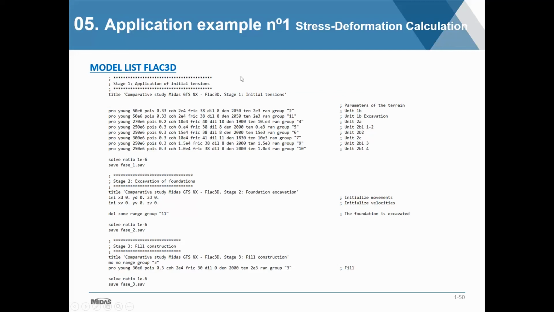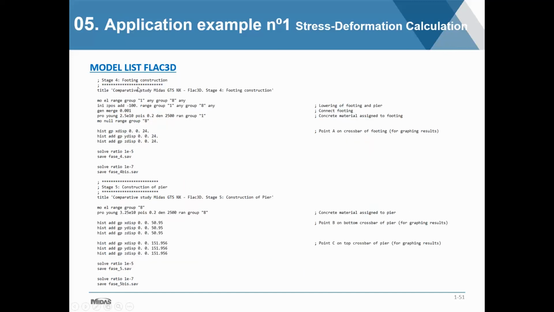So this now is going through stage 1, assigning the material properties to each group or zone group. And then this is just to initiate the parameters. Stage 2 is where we remove, or in this case, as they're saying here, deletes group 11, which is to remove the excavation. Stage 3 is a fill construction, so you just activate group 3. Stage 4 was the construction of the footing, and so here we again assign the materials, and you call group 8. And as we said, this command in particular, we see here that its initial position is at -100.